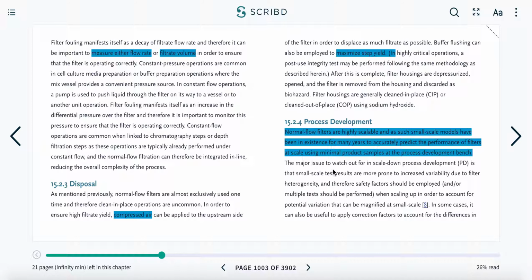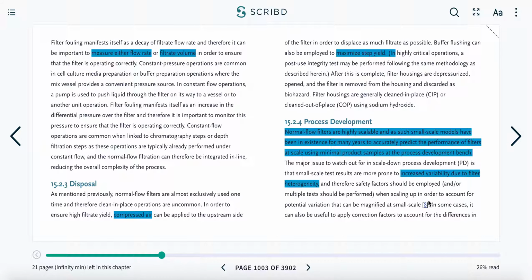But the major issue to watch out for in scale-down process development is that the smaller scale test results are more prone to increased variability due to filter heterogeneity, and therefore safety factors should be employed. So this is the variation, increased variability due to filter heterogeneity.